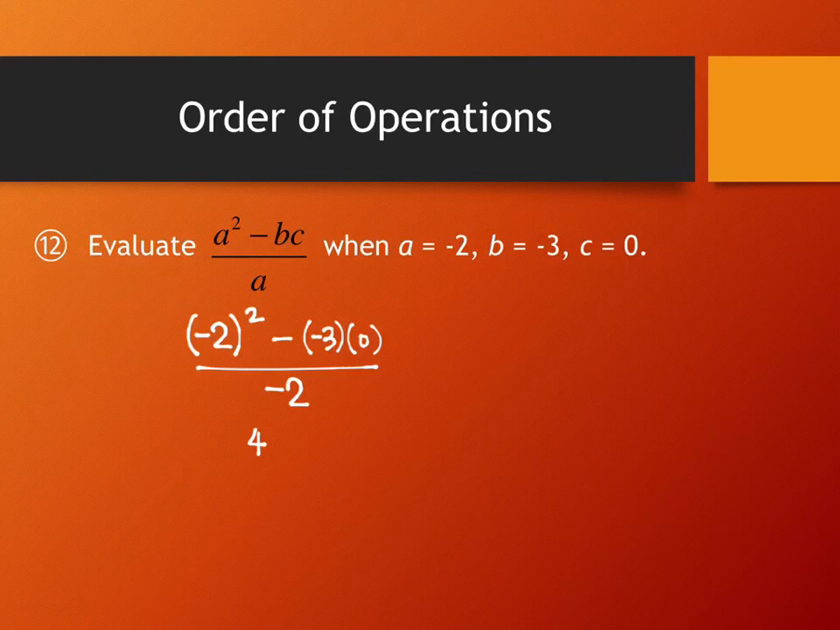And then this is a subtraction sign, but I end up having -3 times 0. So that's 0. I don't have to really do a whole lot on that one. And then I'm still dividing by -2. So 4 minus 0 is 4. 4 divided by -2 then is -2. Okay, so a couple of things.